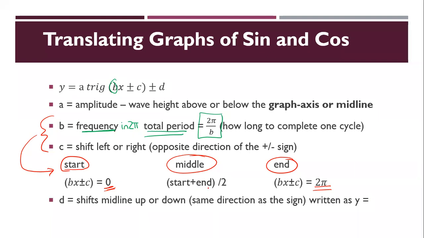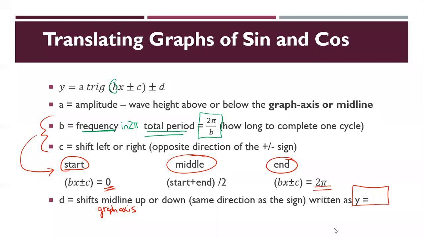And then lastly, the D value shifts your midline, or sometimes I'll refer to it as the new graph axis. Instead of it being the x-axis for the parent function, there's a new graph axis called the midline. It moves up and down the same direction as the positive or negative sign, and you will label that as y equals.